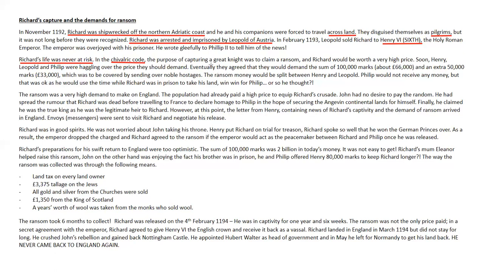Richard would be worth a very high price because he was such an incredible knight and also overwhelmingly positive, a good leader. Soon, Henry, Leopold, and Philip were haggling over the price they should demand. Eventually, they agreed they would demand the sum of 100,000 marks, which was about £66,000. And they'd also demand an extra 50,000 marks, £33,000, which would be covered by sending over hostages. So what that means is that nobles in England would be sent as hostages to pay for that money. The money would then be split between Henry and Leopold. Philip would not receive any money, but that was okay because while Richard was in prison, he would take Richard's land, which was a win-win for Philip, or so he thought.